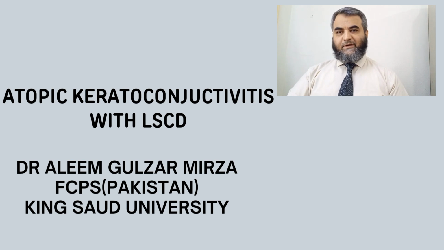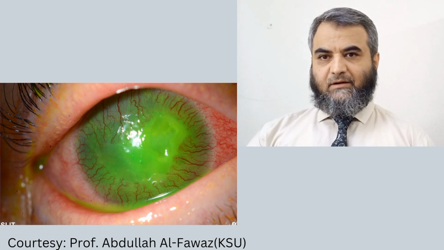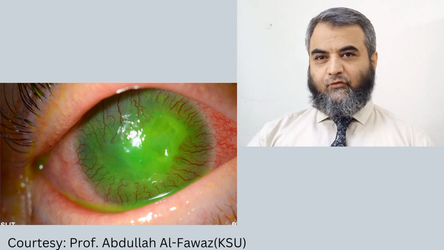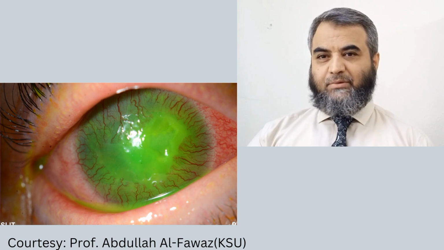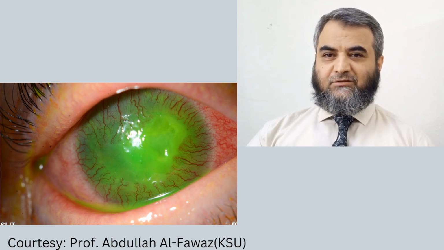Today, the topic of my discussion is atopic keratoconjunctivitis with a case of limbal stem cell deficiency. This is a patient who presented to our emergency with decreased vision, pain, photophobia, and redness in the eye. On examination he had a big central corneal ulcer, which you can see is staining positively, and 360 degrees there is corneal neovascularization.